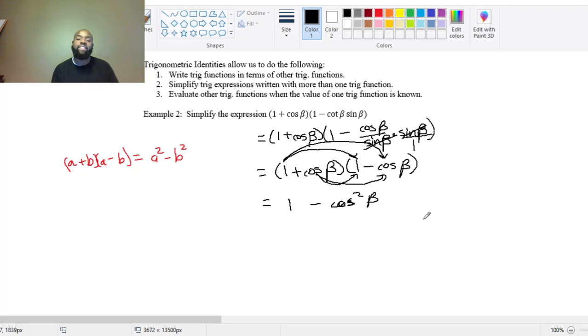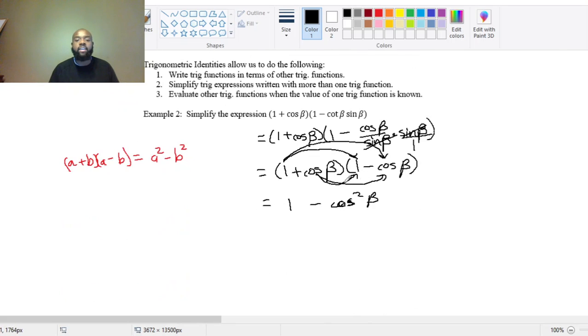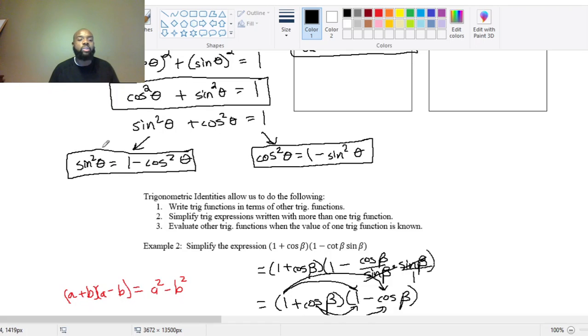Okay, and so I get this expression here. Now I have a trig function squared. The only identities that involve a trig function squared are your Pythagorean identities. And notice here, I have a 1 minus cosine squared of beta. Well, I know cosine squared plus sine squared equals 1.